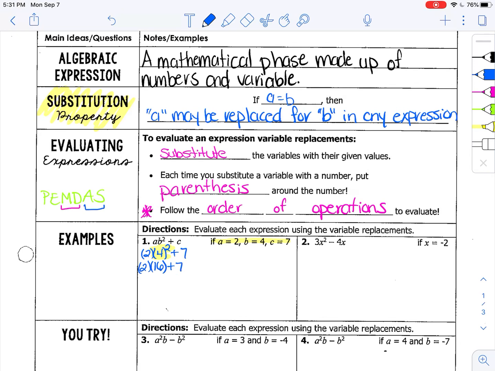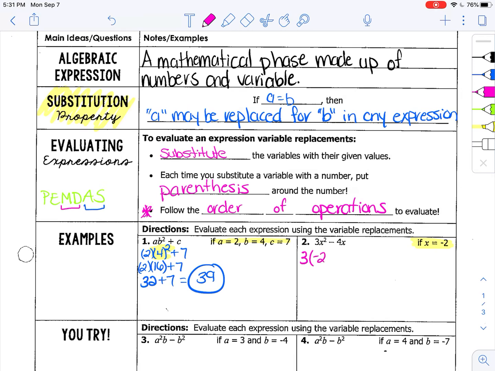Then, according to order of operations, we multiply next. 2 times 16 is 32. Bring down your plus 7. 32 plus 7 equals 39. So when we evaluate this expression with the given values, we get 39. Let's take a look at another example. In this example, we're going to evaluate 3x squared minus 4x, and we are given the information that x equals negative 2. So everywhere there's an x, we're going to substitute in negative 2, making sure we're putting that negative 2 in parentheses.